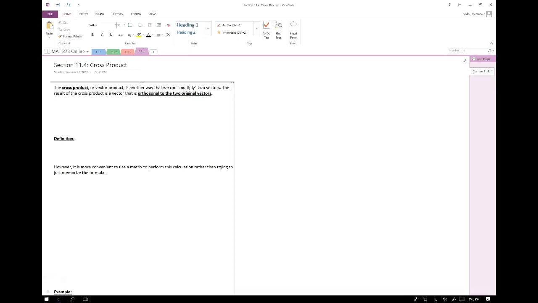In this section, we are going to learn another way that we can multiply two vectors together, and it is called the cross product, and that's because the symbol that we use to represent it is an X. Another term used often for cross product is vector product, and the result of a cross product is a vector that is orthogonal to the two original vectors.